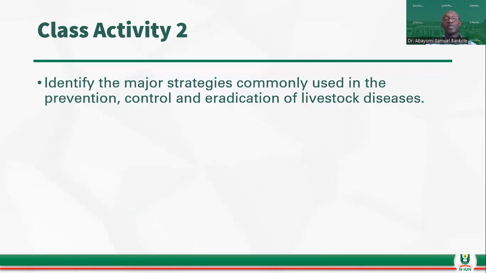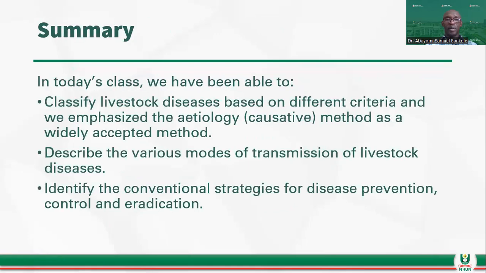All right, so this brings us to the end of today's class. But in summary, what have we discussed? In today's class, I've been able to, number one, classify livestock diseases based on different criteria, and we have emphasized the etiology method as a widely accepted method. We also described the various modes of transmission of livestock diseases and the methods of transmission. Then lastly, we were able to identify the conventional strategies for disease prevention, control, and eradication.